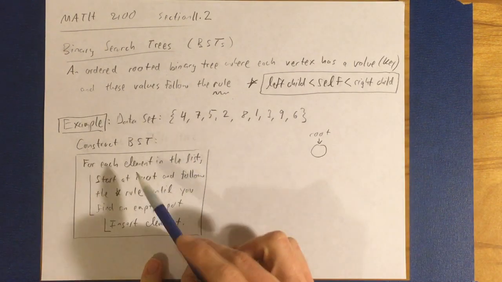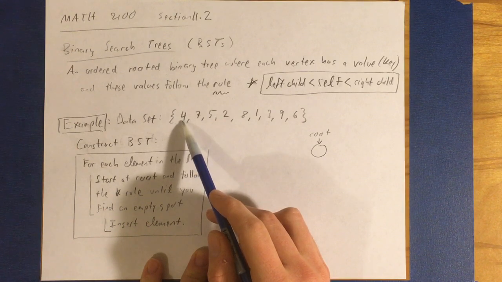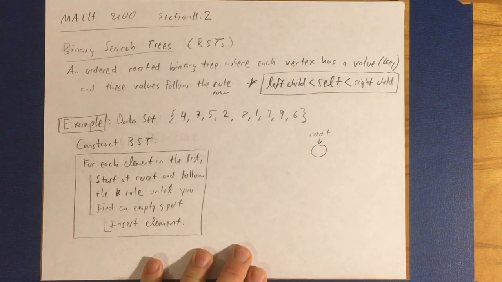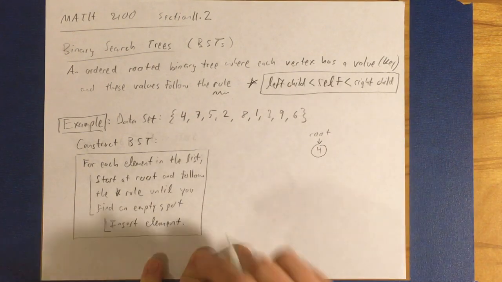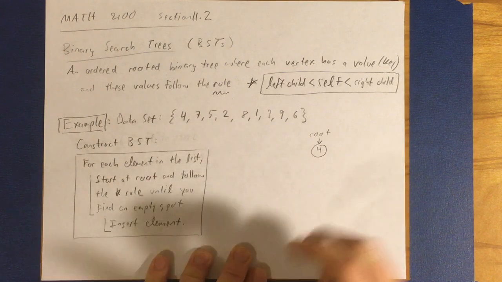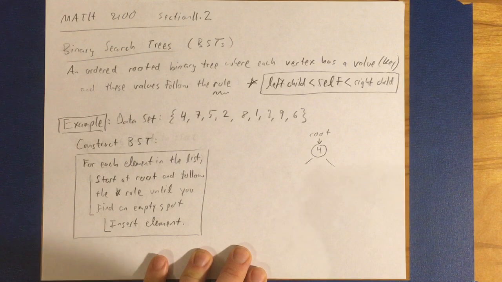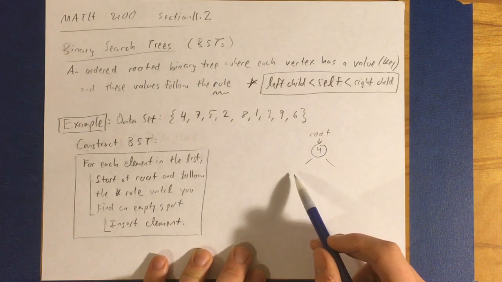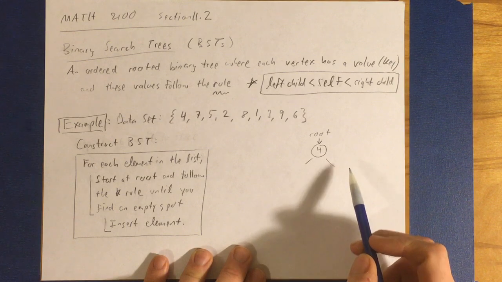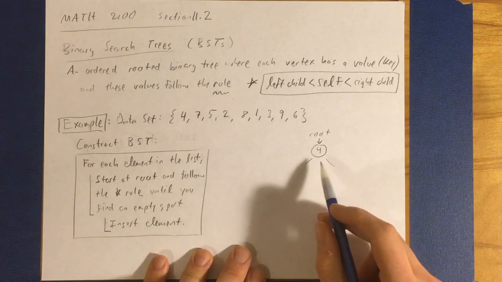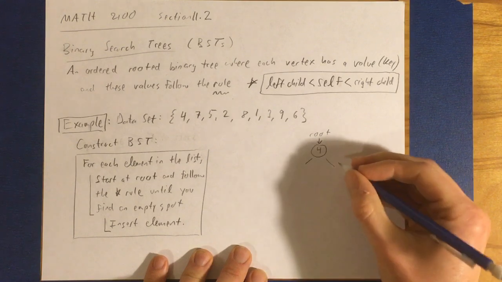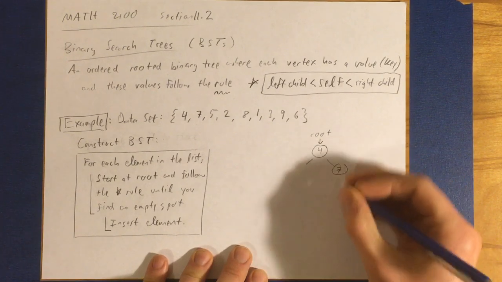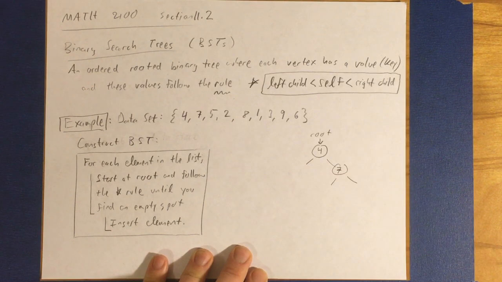So the very first time we apply this rule, we take the first element, 4, and starting at the root, we say, that is an empty spot, so we're going to insert 4 at the root. The first element ends up being the root. Now that is going to have a left child and a right child because this is an ordered binary tree. Then we take our next element, 7. We have to follow the rule that the left child must be less than 4 and the right child must be greater than 4. So 7 has got to go to the right of the root. Now 7 will have a left child and a right child.